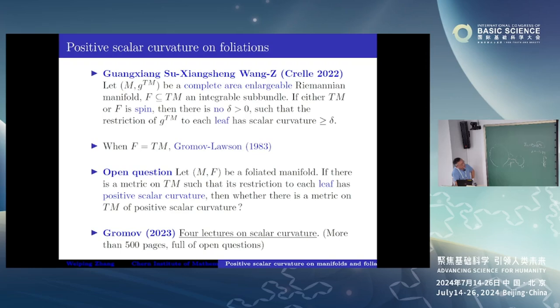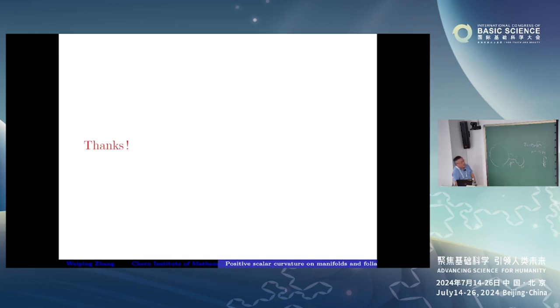And finally, at last, I will mention that recently, Gromov has paid a lot of attention to questions around scalar curvature. Recently, he wrote a more than 500 page survey called Four Lectures on Scalar Curvature. It contains all kinds of questions concerning scalar curvature. So this will be a rich source for anyone interested in this kind of problem. It involves both the minimal surface method and the spinor method. So for time's sake, I will stop here. Thank you very much.